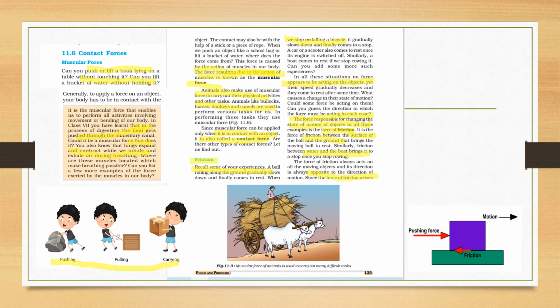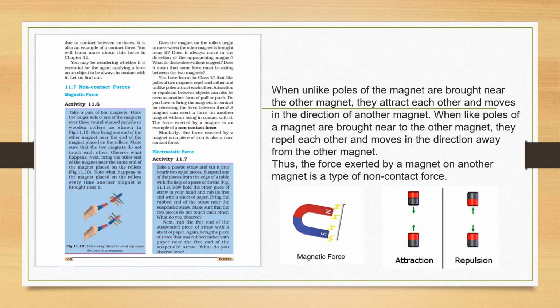Just see here, if the motion is in this direction, the force of friction is in the opposite direction. This is the pushing force, and this is the force of friction. So it is always in the opposite direction. So we can say this friction is also an example of a contact force, because two objects, the object as well as the surface, are in contact with each other.